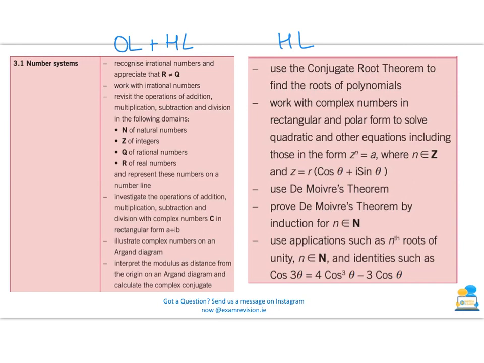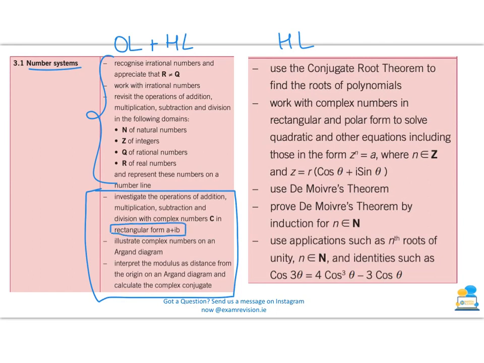Complex numbers come up within the number systems part of the syllabus, and if we look down here, you can see why the whole idea of number systems is so important, because complex numbers is just another number system. So the first part here is all the stuff that I spoke about earlier that we should know from junior cycle: your naturals, your integers, your rationals, and your reals. But if we get into the complex numbers section, then you can see that we're expected in the ordinary level and higher level curriculum to be able to investigate the operations of addition, multiplication, subtraction and division with complex numbers in rectangular form.